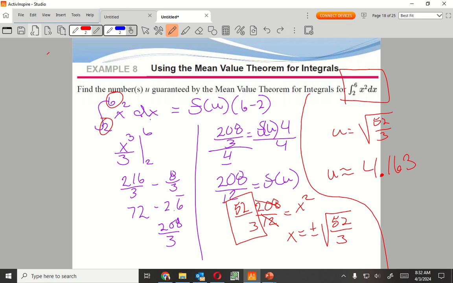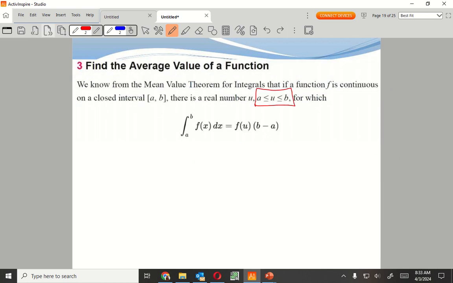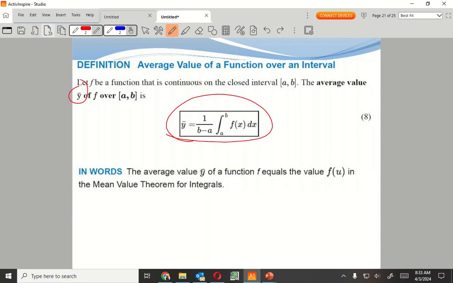I took this out and found what my integral was. I set it equal to f of u, and then I divided it. So this over here was just 1 over b minus a times the integral of what we had, and that's where we get my average y value. So the average value y bar of a function f equals the value of f of u in the mean value theorem for integrals.